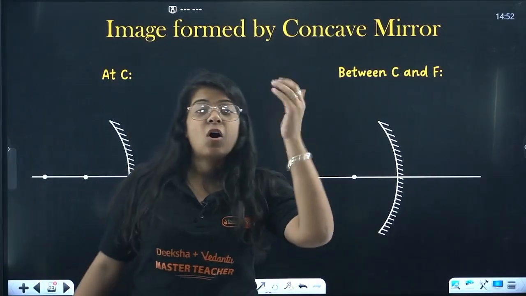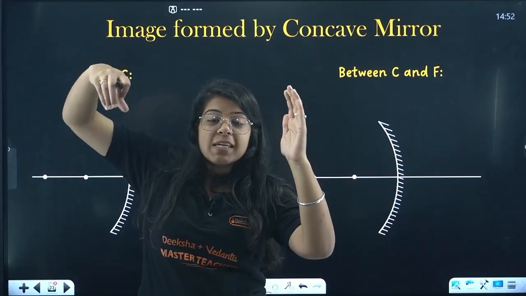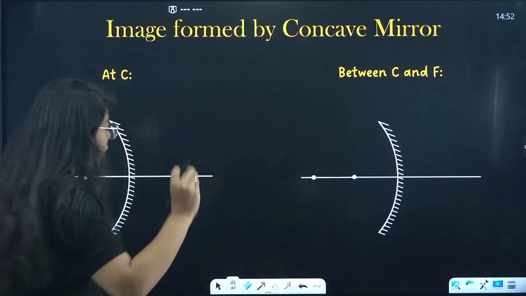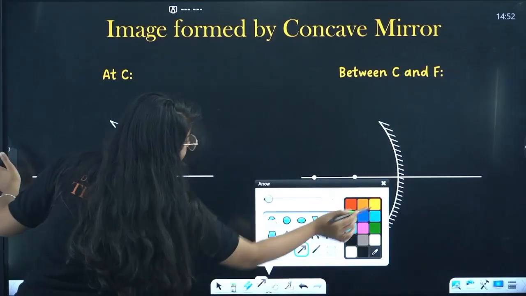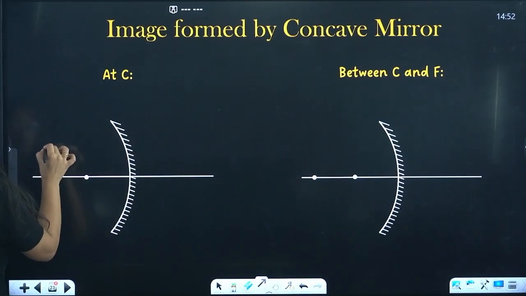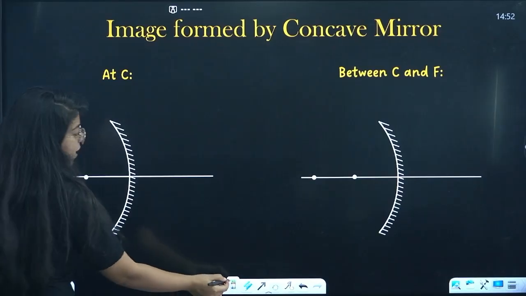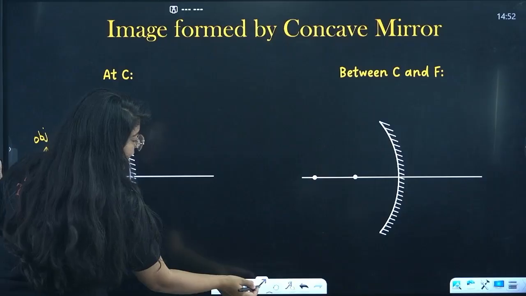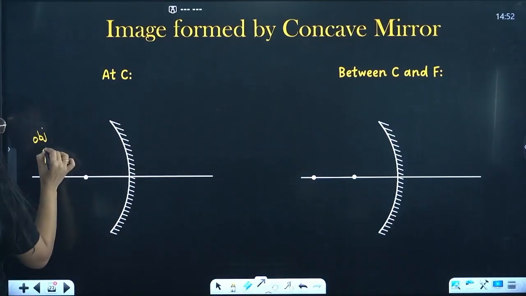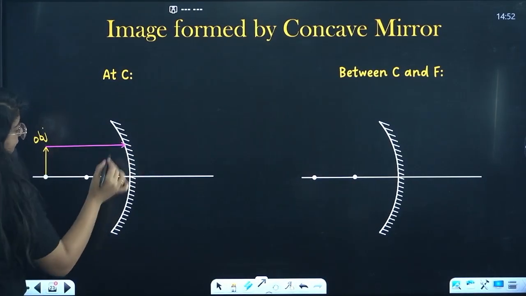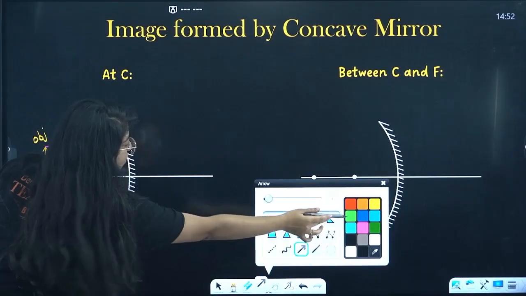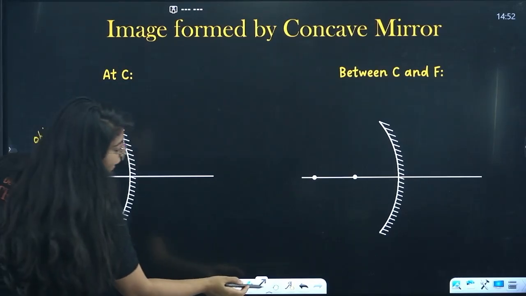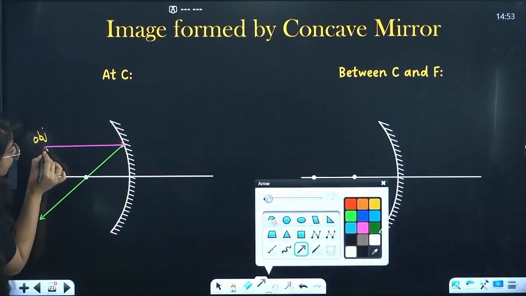Now our object was at infinity, then beyond C. Now we move it a little bit closer, to C. So we place it at the center of curvature. So this now is your object. Done. Now from here again the same kind of rays will go, right? A ray will go parallel, and it will pass through the focus. Understood? Then one more ray will go and it will pass through the focus.